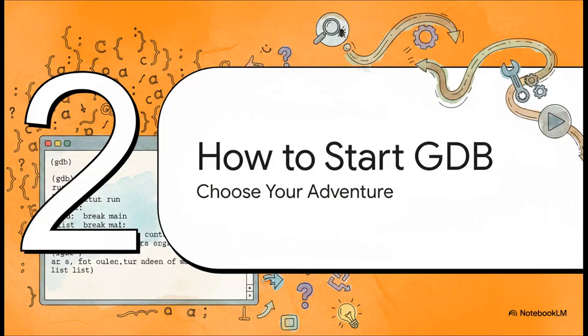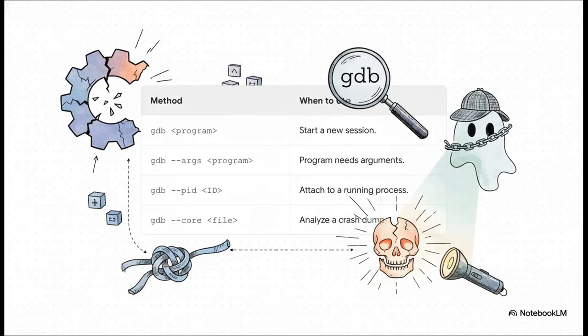All right, so our program is compiled the right way. Now what? How do we actually kick things off with GDB? Well, you've got a few options, and it really just depends on what you're trying to do. The simplest way, the one you'll probably use most of the time, is just gdb followed by your program's name. But what if your program needs command line arguments to run? No problem. Just use --args.